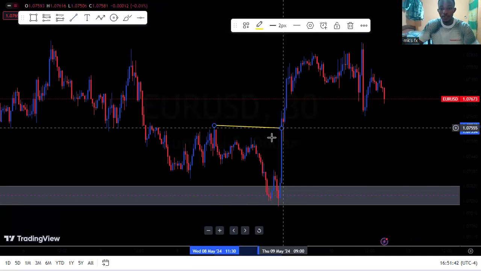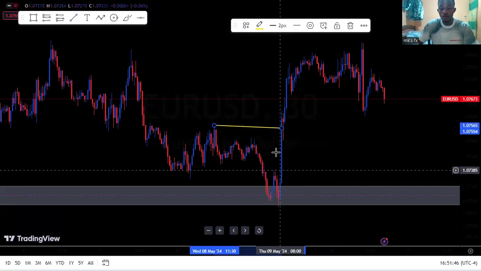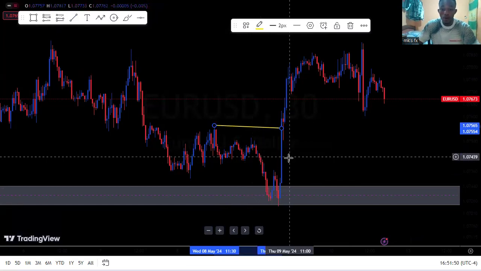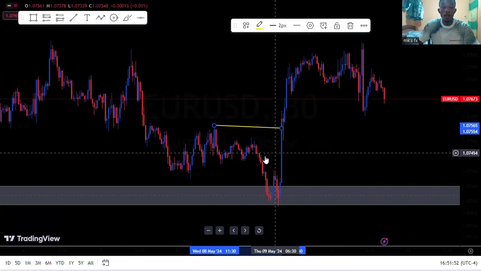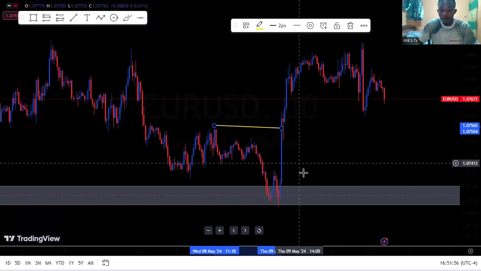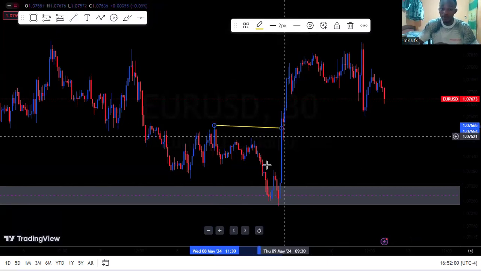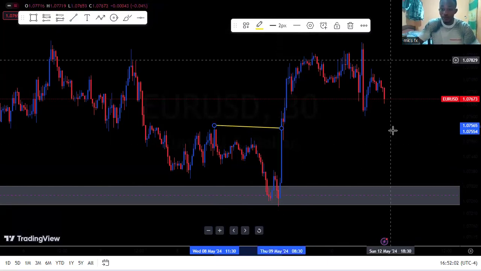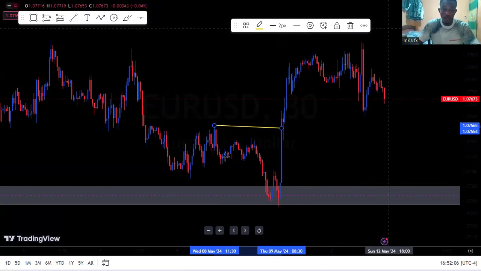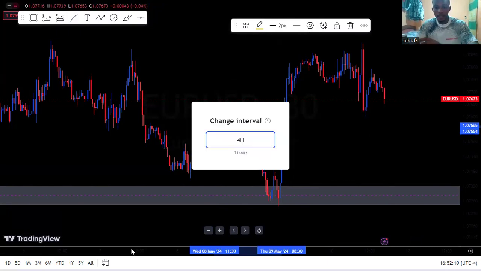And when a change of character happens, the market always comes down to test the previous support, the previous order block, or fair value gap, or liquidity void, or something like that. I see from this space, I have this liquidity void here, or I can call it a big fair value gap. So the market has to come to this area around here and then buy back to the upside. That's ICT.